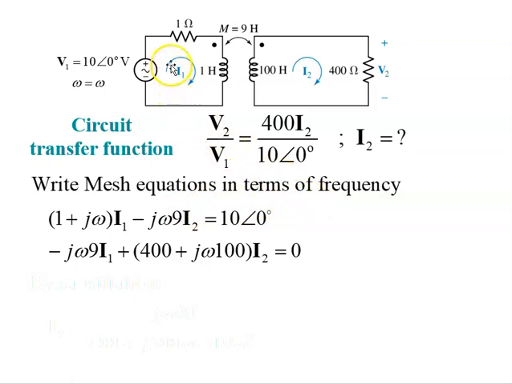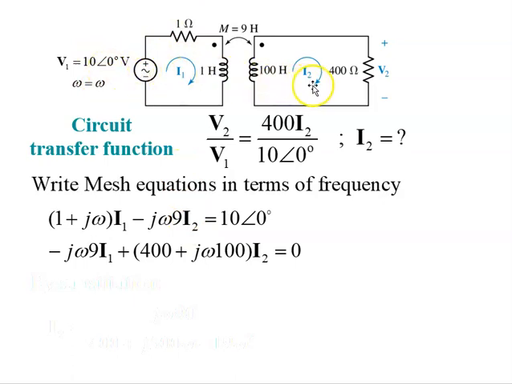So we have I1 flowing through 1 plus j omega 1 ohms, and we'll write that as 1 plus j omega 1 times I1, and we see the mutually induced voltage, or magnetically induced voltage, will have a positive at the bottom, at the non-dotted terminal here. So in the direction of our mesh, that's negative. So we'll subtract our j omega. The mutual inductance is 9, so j omega 9 times I2. And that will all be equal to our voltage phasor here, V1.